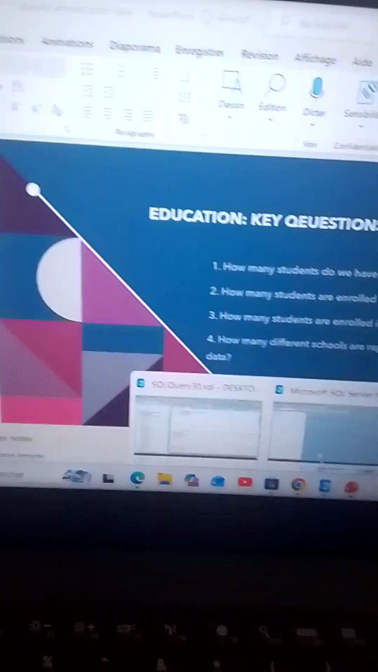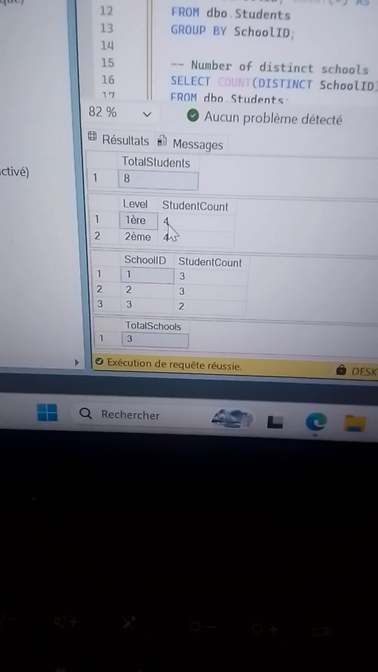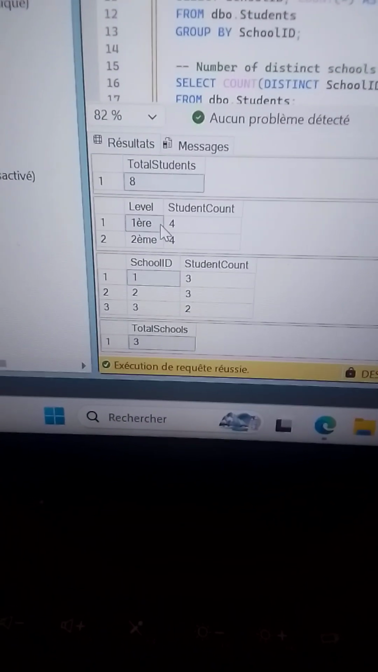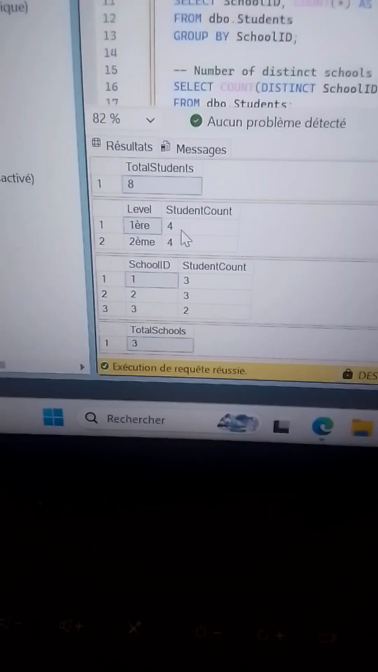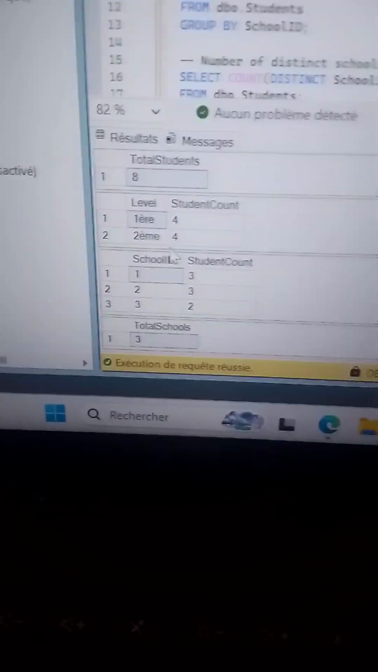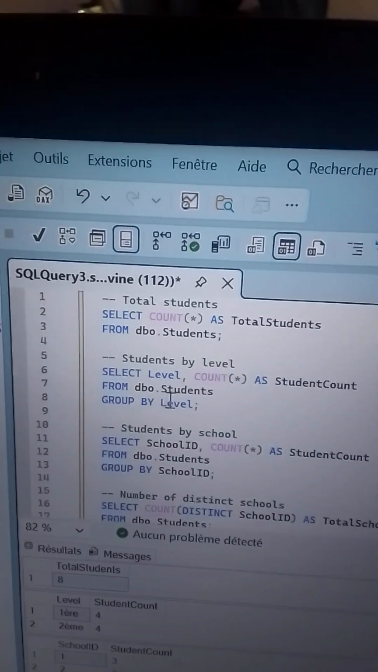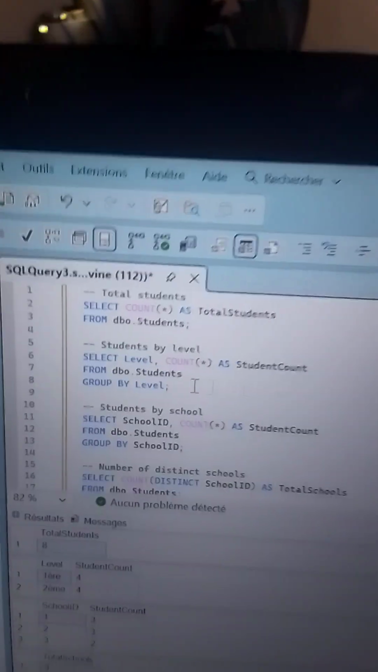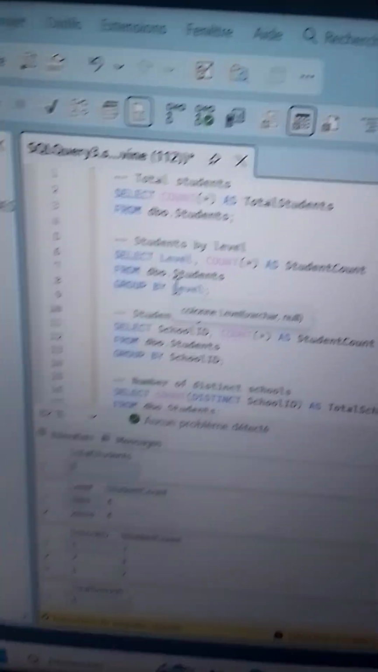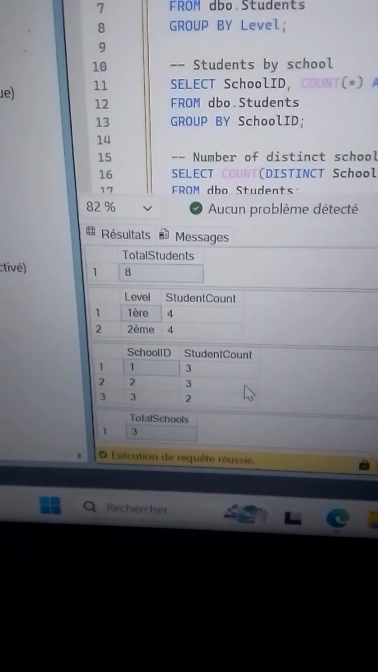And the second question is, how many students are enrolled at each level? And the answer is, they have the first 4, the second 4. Student by level, select level, count as student from DB student. This is the answer.